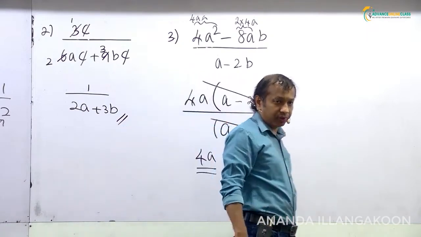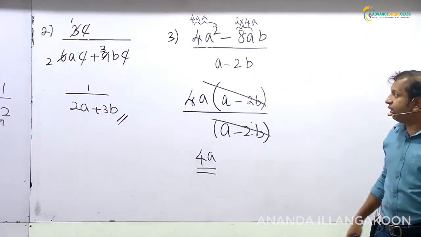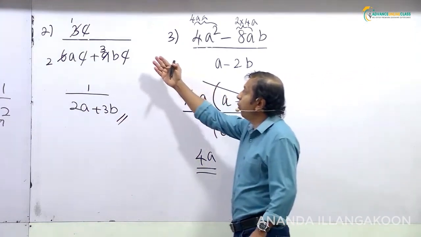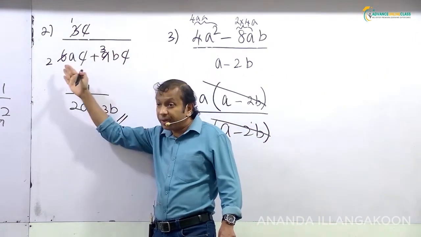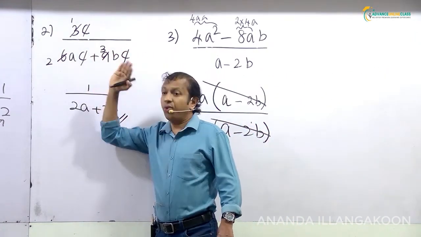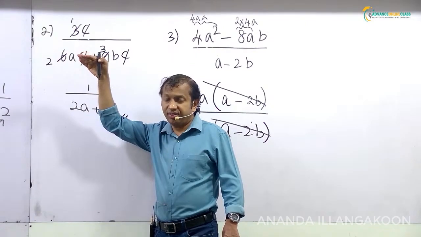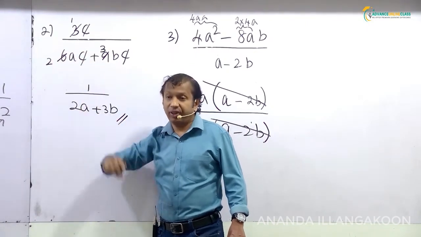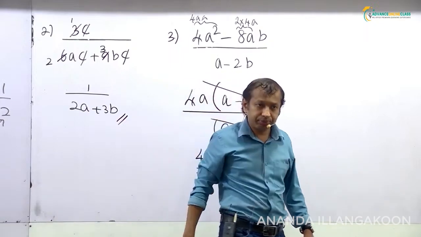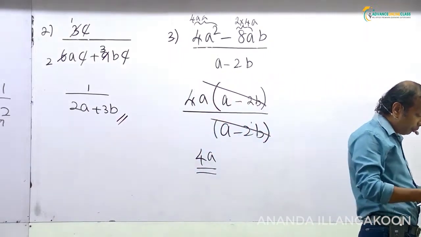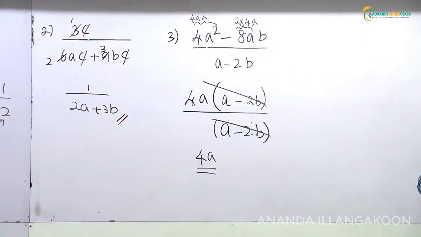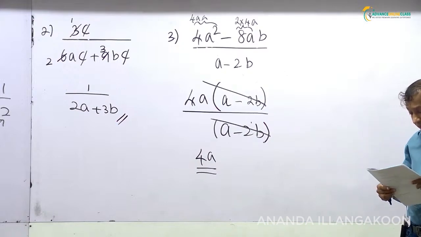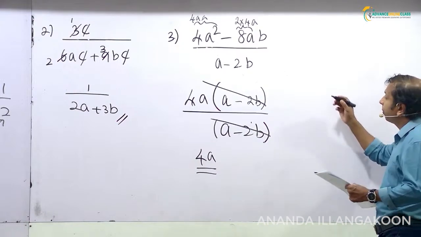We get 4A, right? So therefore, once you see in the question, like here, you don't have a common letter or common number, don't worry. Now, factorize. Sometimes numerator, sometimes denominator, sometimes both you have to factorize. Then you will find common factor. Okay. Then shall we come to number 5 as the next one?